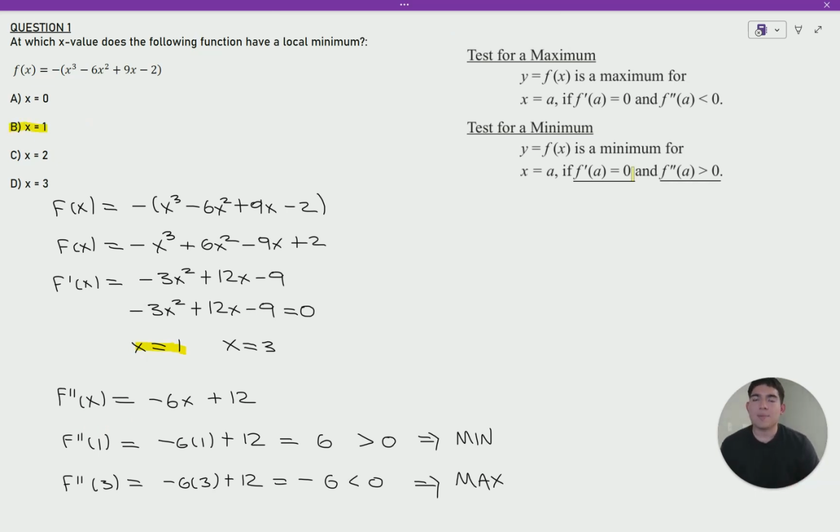So just to recap, the way that we solve this problem is by going to the FE reference manual and finding the test for a minimum. Then we use that test for a minimum to find the value x equals a that met these two conditions, f prime of a equals 0 and f double prime of a is greater than 0.